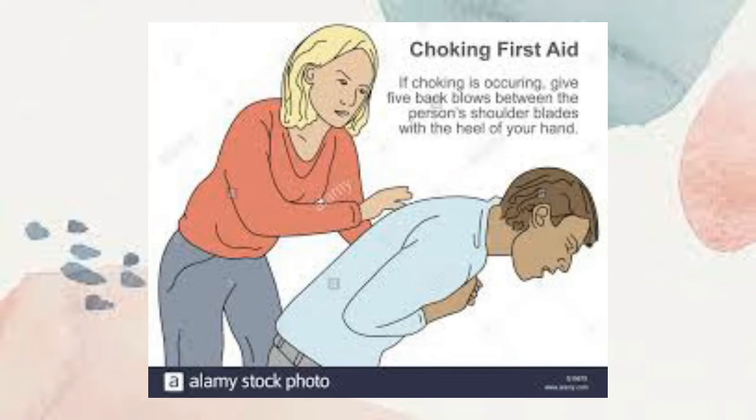Okay, now the next one is choking. Now choking could occur when the person is eating or drinking water. What you do is tap the person's back 5 times gently and calm the person down.